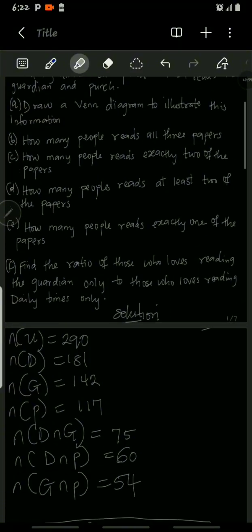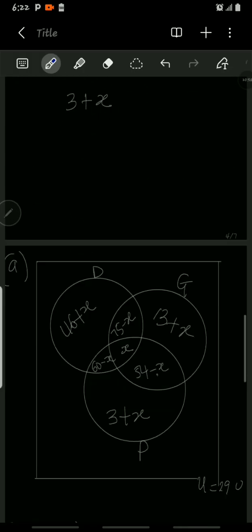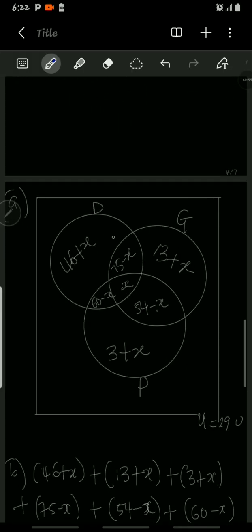Then question D, you are told how many people read at least 2 of the papers. Now when you see a question with at least, any question with at least in set, they're asking you how many read 2 or more than 2. You understand? So if we go back to that diagram, look at the diagram. People that read 2 newspapers here, that's this one, and this one. These guys, they read these 2. These guys here, they read these 2, and these guys here, they read these 2, right?